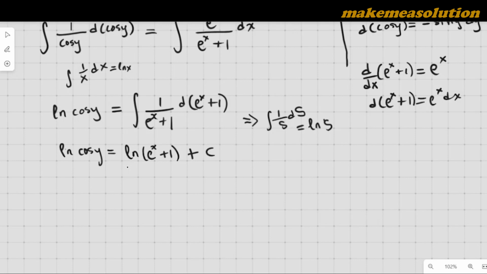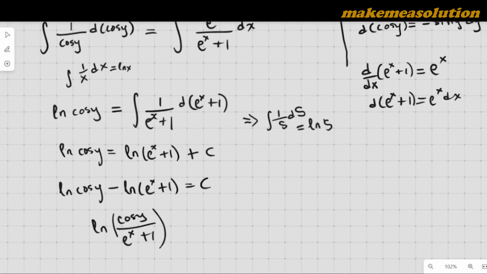So we are now going to continue manipulating the solution in this form. We're going to take the exponential of both sides, or before we do that, I can say ln cos y minus ln of exponential x plus 1 is equal to c. So if you apply the law of logarithms to the left hand side, you have ln of cos y over exponential x plus 1 is equal to c.